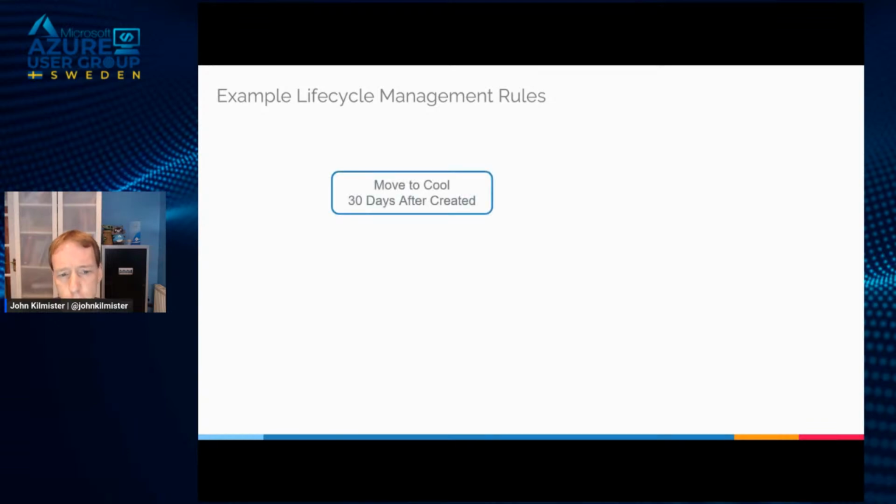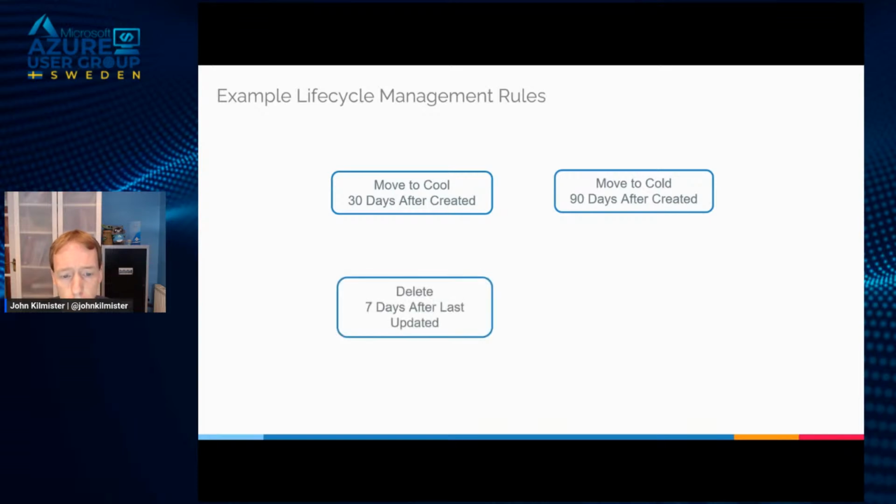So the kind of things we can do is we could move to cool storage from hot after 30 days after it was created. We could move it to cold after 90 days after it was created. Or we could actually just delete a file 7 days after it was last updated. Examples of that might be something like a log file. You want to keep log files for 7 days, but after that, you want to delete it.